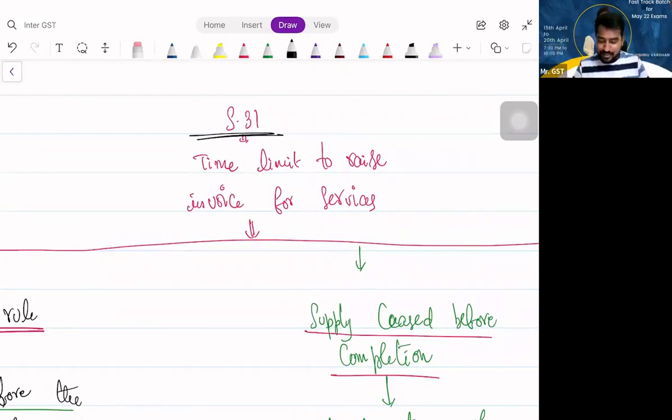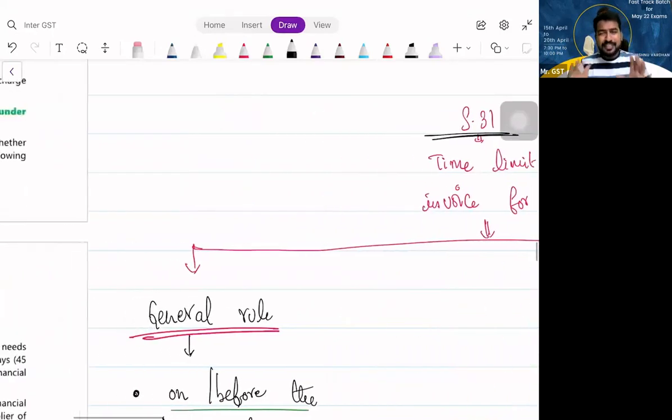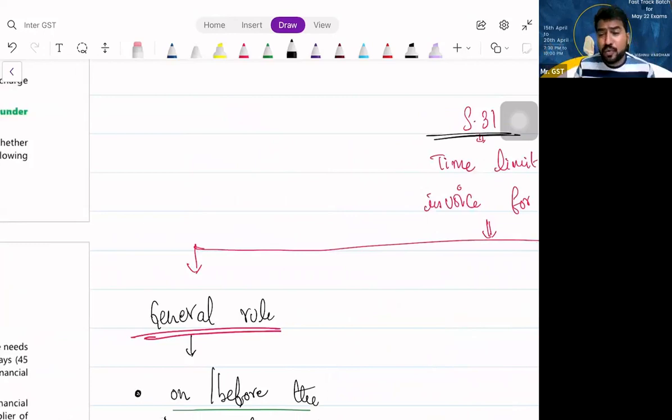Ghost, Roast, everything. Fine. Coming to the point, time limit to raise invoices for services. Again, here we have different possibilities, and for each and every possibility, what is the time limit to raise invoice? Clear? Fine. So now same story again here. What is the general rule?